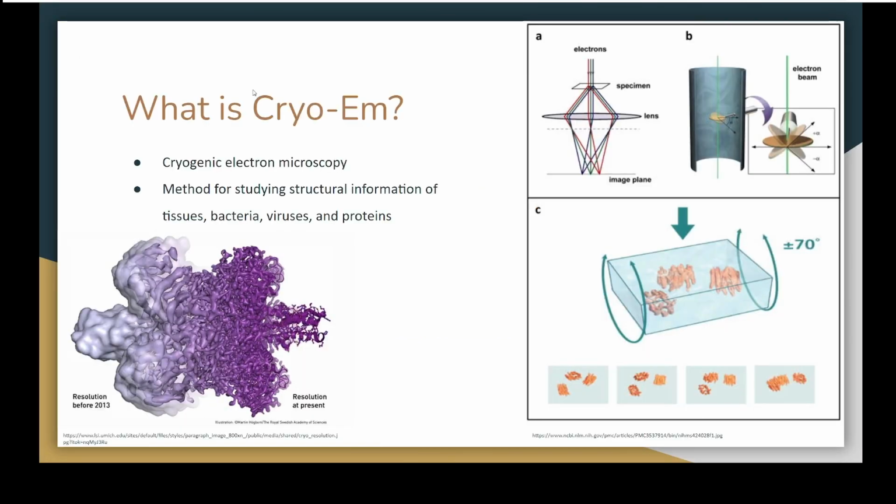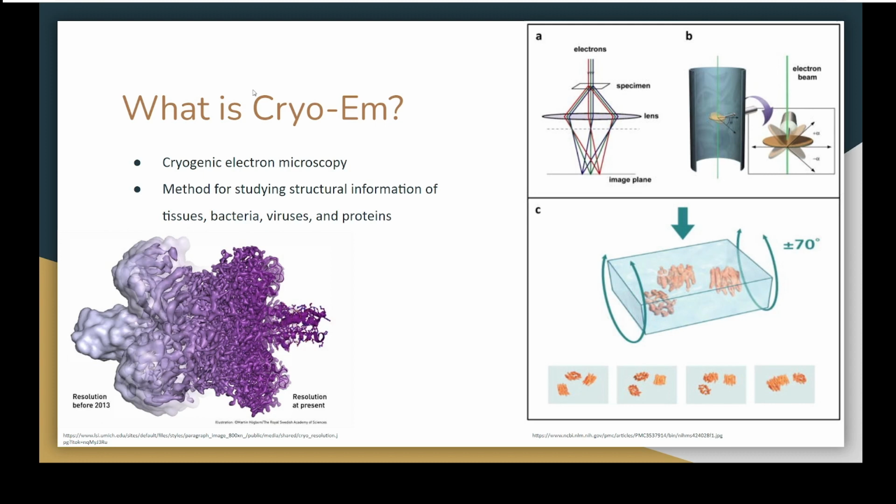So Cryo-EM is cryogenic electron microscopy, and it's a way to study structural information of tissues, bacteria, viruses, proteins. We're probably all familiar with normal microscopes. Those use the visible spectrum of light, so that's anywhere from 400 to 700 nanometers. And that's fine if you want to view things larger than 400 to 700 nanometers. Human hair, for example, you can see that under a microscope. You can get an aqueous solution and see a larger bacterial organism.